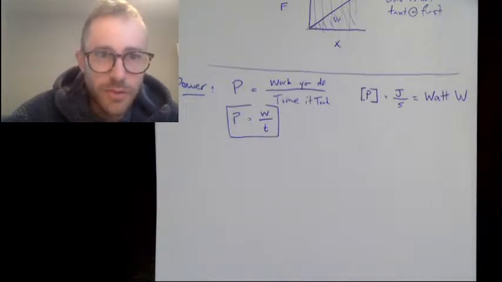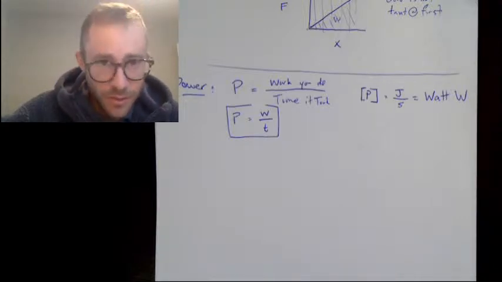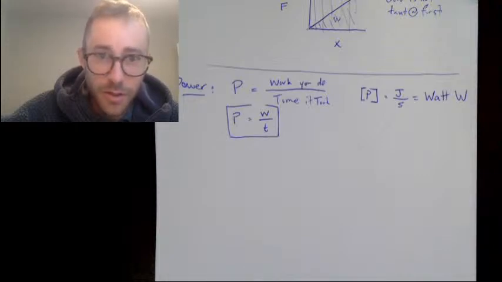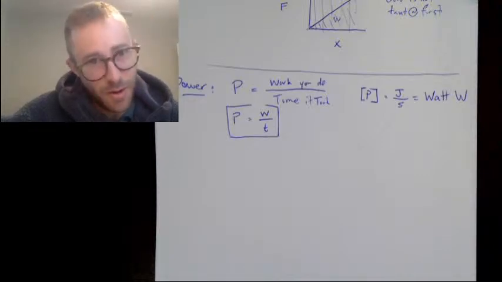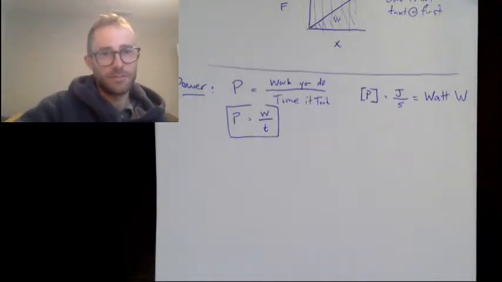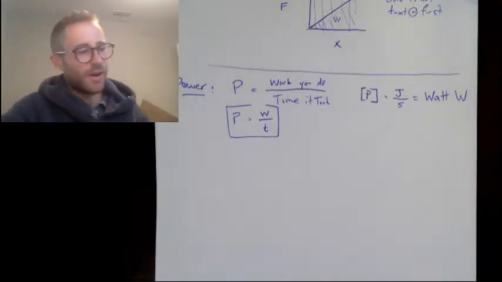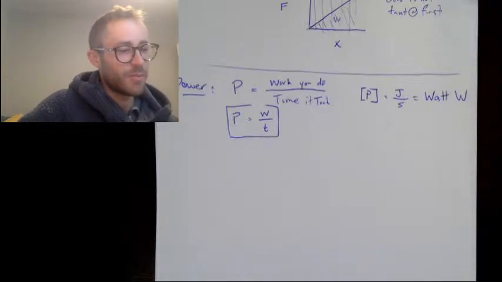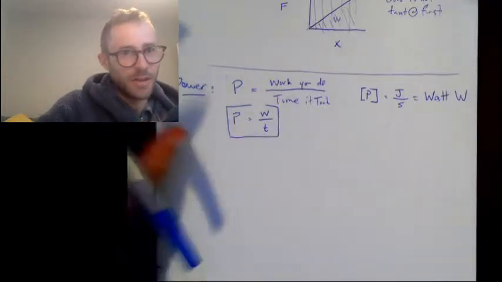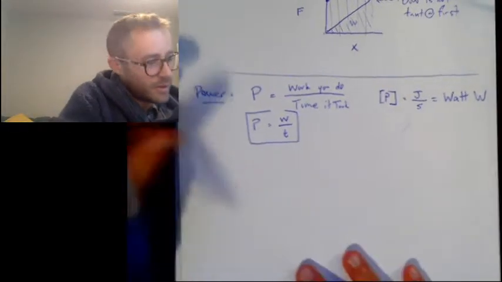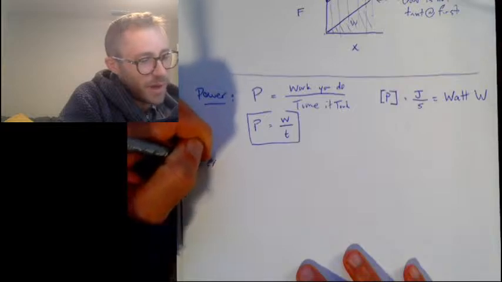So there's a joke in physics, which is, what is the unit of power? That's a question. And then the response is, watt is the unit of power. Okay? So that's how you can remember it. Power is work divided by time. So let's do some examples, just a couple of examples with power.